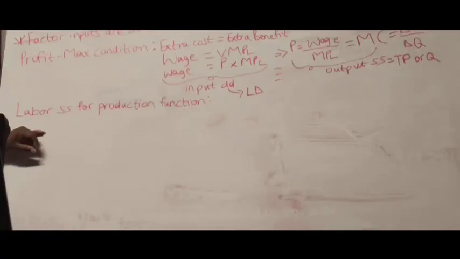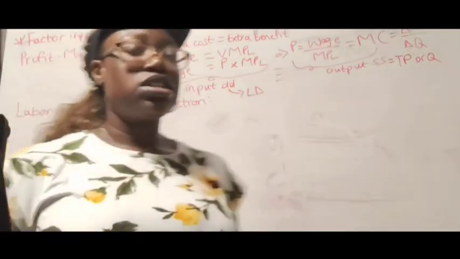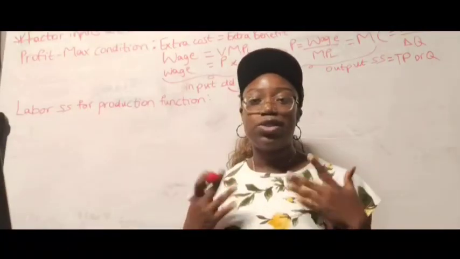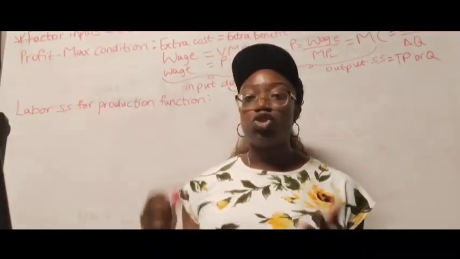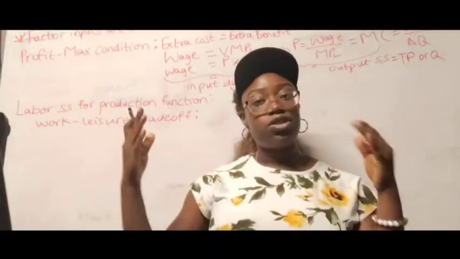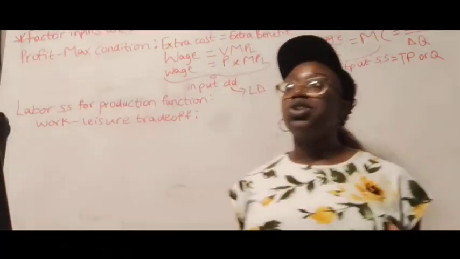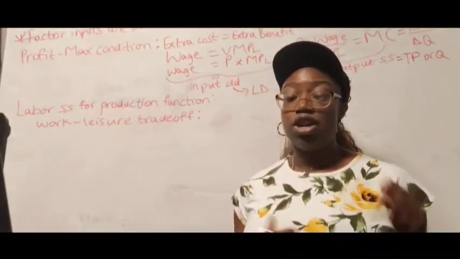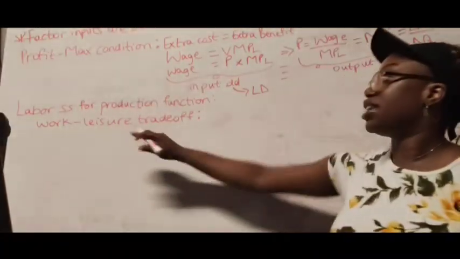So quickly moving on to labor supply. What determines how many hours we are willing to supply in the labor market? Basically, it's a trade-off between work and leisure. If you work more hours, then that means you have less time for leisure. So if you increase your working hours from 8 hours a day to 12 hours a day, now you're left with less leisure time.